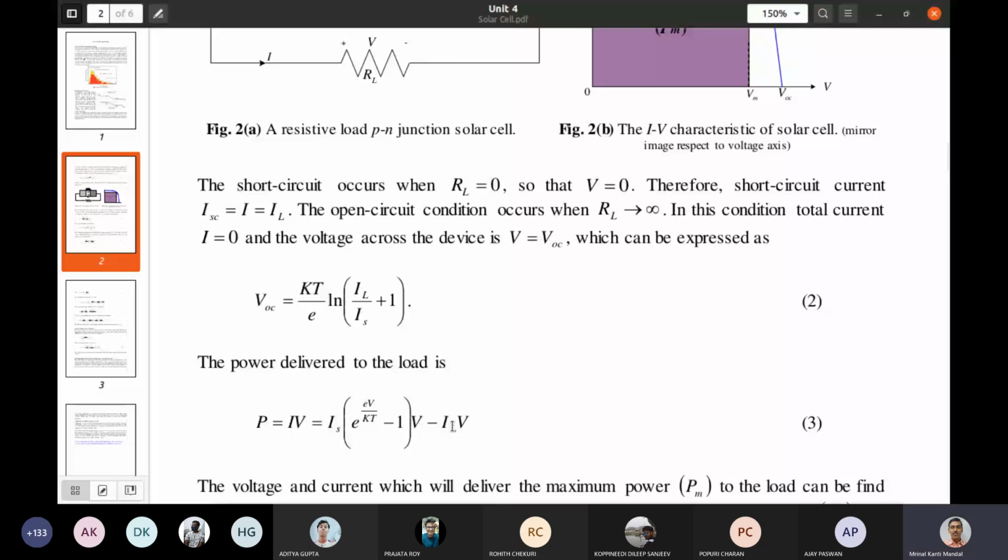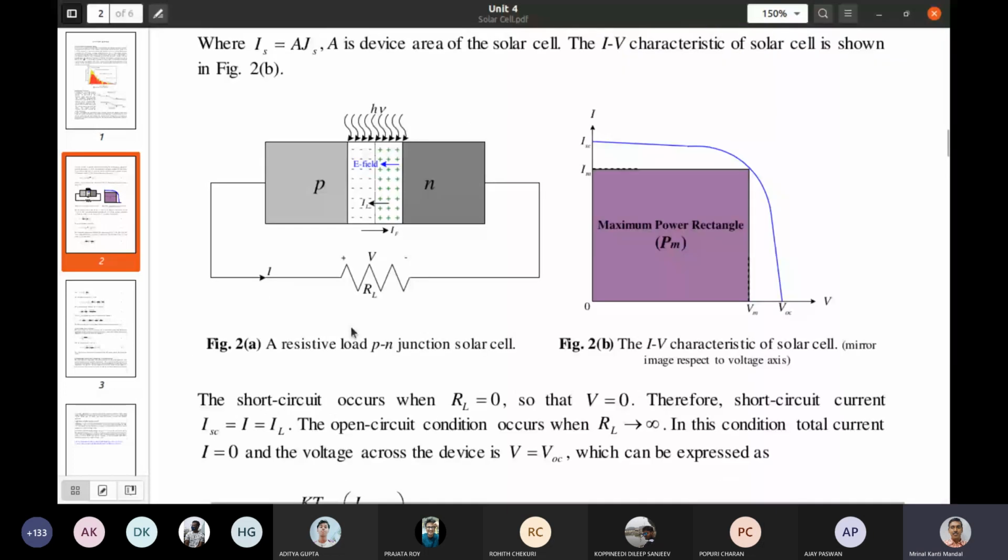So if we calculate the short circuit current and the open circuit voltage, and then draw the IV characteristics of the solar cell, then we can draw the maximum power rectangle. From the voltage and current axes, we can calculate the maximum current and maximum voltage delivered to the load. This is known as the maximum power rectangle.